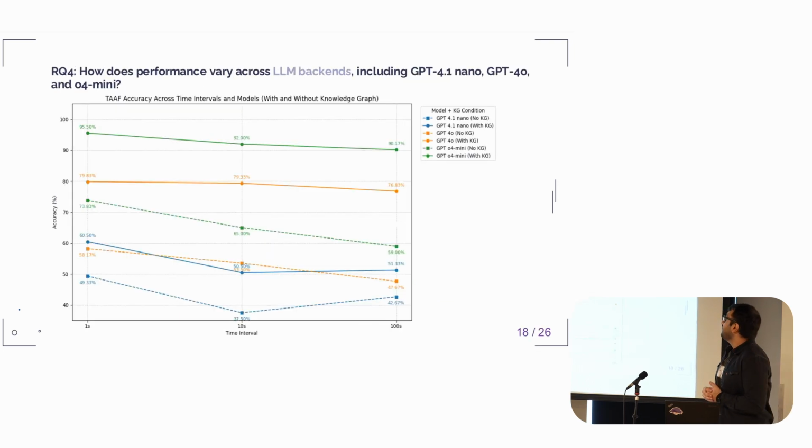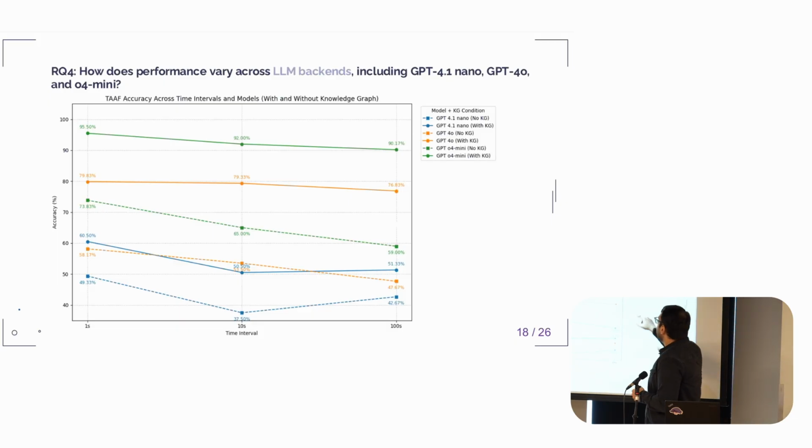Next is, how does performance vary across different large language models? We can use the same chart, and we can see that this green one is the reasoning model O4 mini. It has the best performance overall. Then we have GPT-4o, which is shown in orange, and GPT-4 nano in blue.